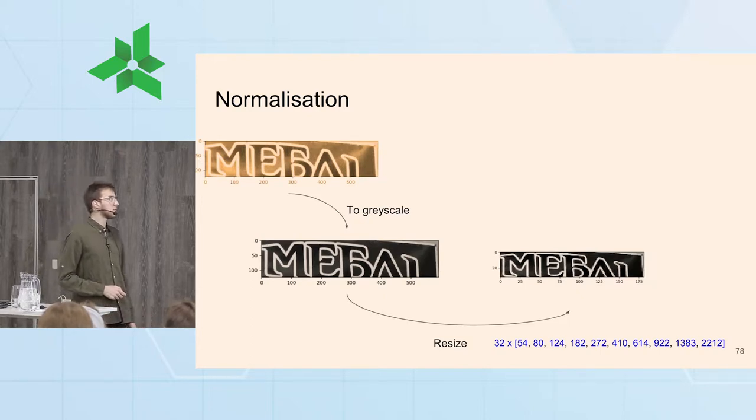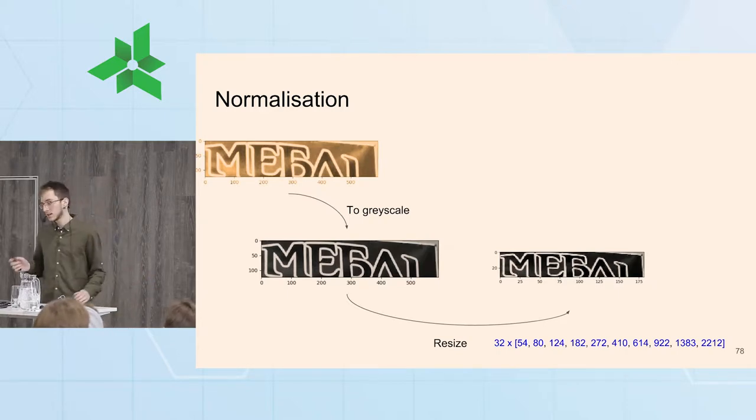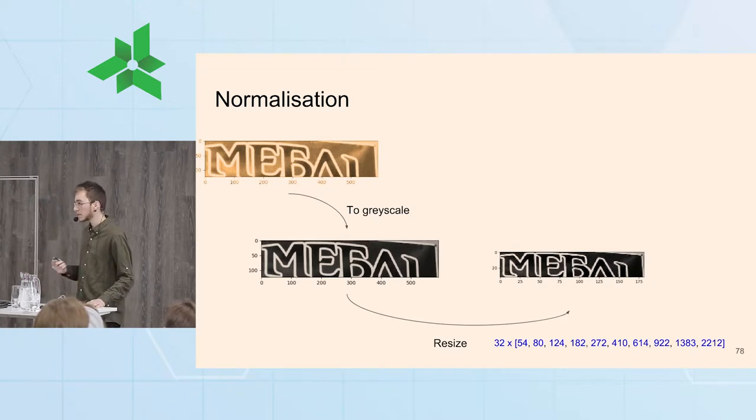Okay, so that's why we choose these sizes for the widths, like 54, 80, 124, 182, 272. These are different widths, and by this width we approximate the width of our real image. So we have this input image. We say that the height needs to be 32, and we find out from this set of widths which width will fit our image best. For this image, we found out that 82 is the best fit.